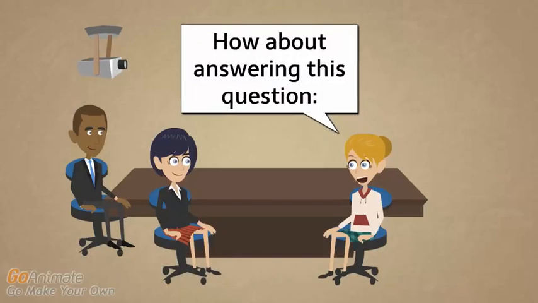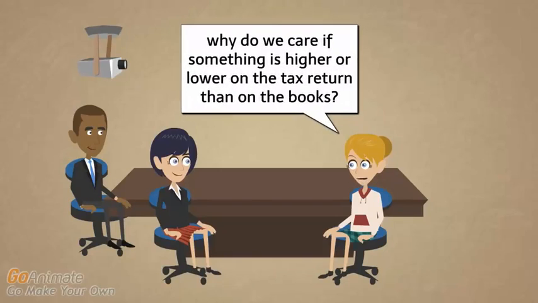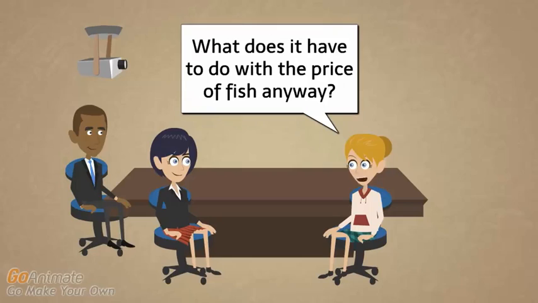How about answering this question? Why do we care if something is higher or lower on the tax return than on the books? What does it have to do with the price of fish anyway? Well, if there's a big difference between your books and your tax return, it could indicate something fishy is going on. So there's a number of reasons why the books and tax could be very different for these.